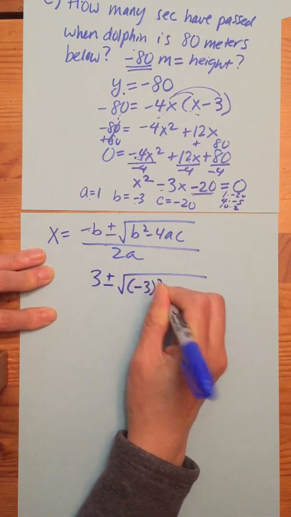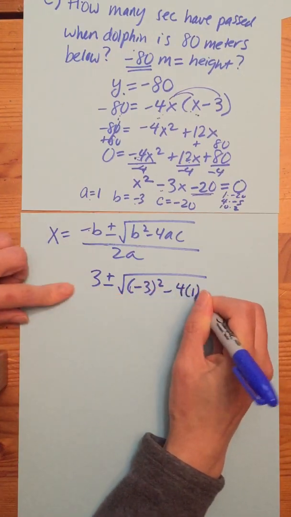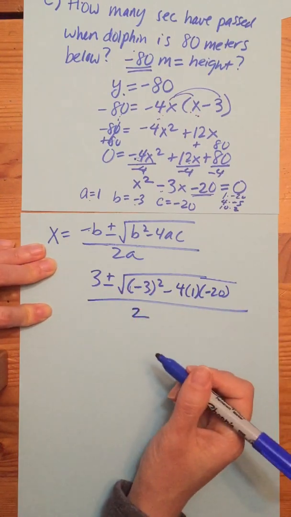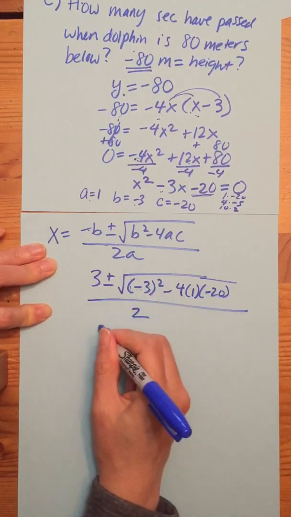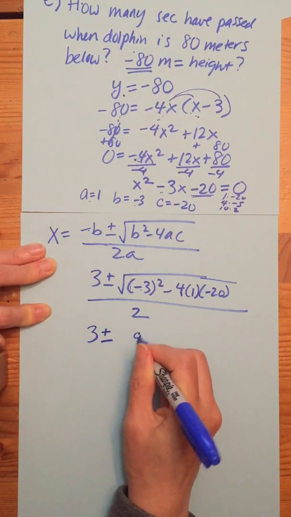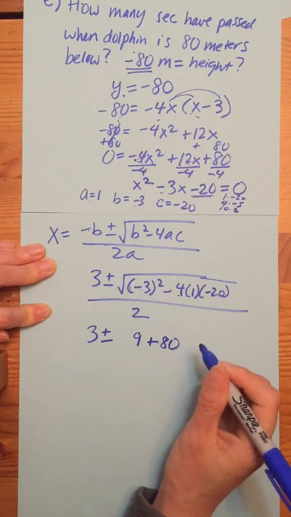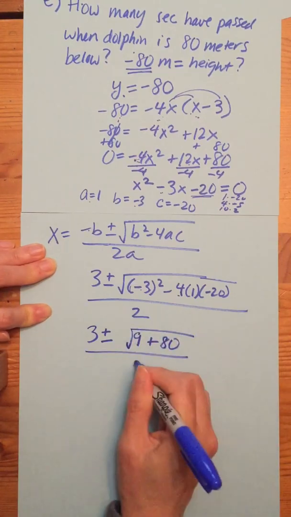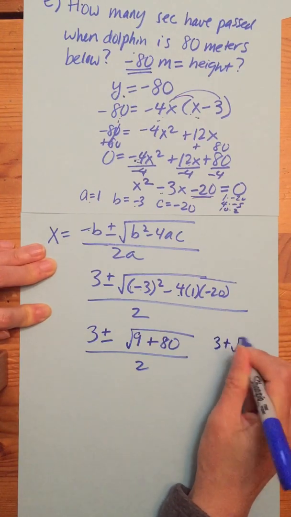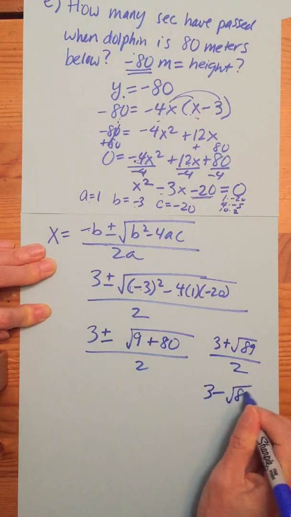Negative 3 squared, remember you're going to square the 3 and the negative, so that has to be in parentheses. Minus 4 times 1 times negative 20 all over 2a, which is 2. Negative 3 squared is a positive 9. Minus negative times negative is positive, so that's 80, all over 2, so that's 89. So that's going to be 3 plus root 89 over 2 and 3 minus root 89 over 2.